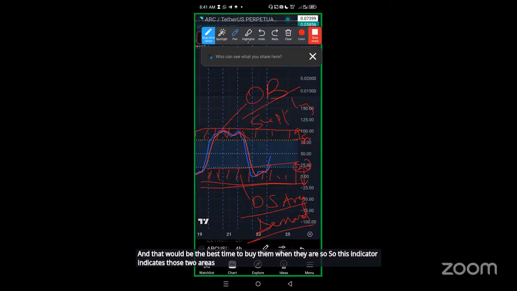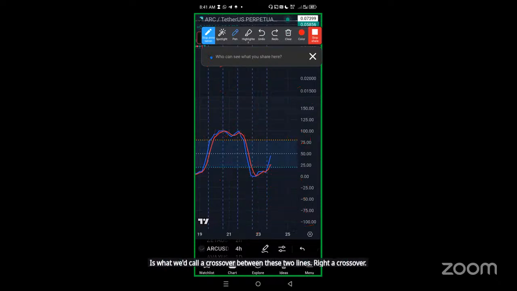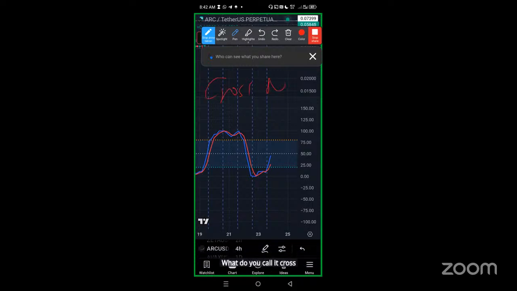Now, amidst the movement of these two lines, the K and the D line, what brings out the real event that will determine your decision making is what we'd call a crossover between these two lines. All right, irrespective of the direction in which the price will be taking, as long as these two moving averages are moving, before the actual direction is indicated, there must be a crossover. What we call a crossover.